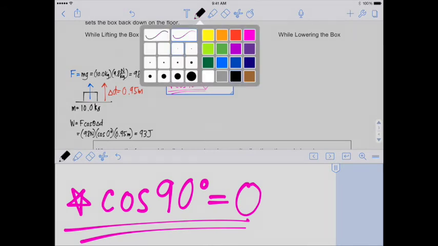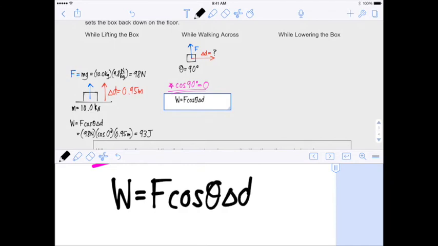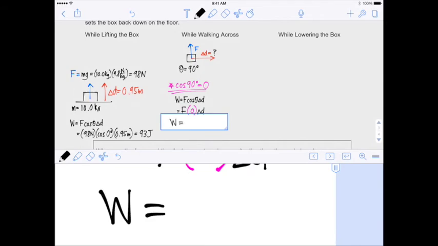So when we're determining the work done in this question, work is equal to F cos theta delta D. We know that since theta is 90 degrees, cos of 90 degrees is 0. Doesn't matter what our force is or what our displacement is, what will the work done be? 0. So whenever the force and the displacement are perpendicular or at an angle of 90 degrees from one another, the work done is 0.